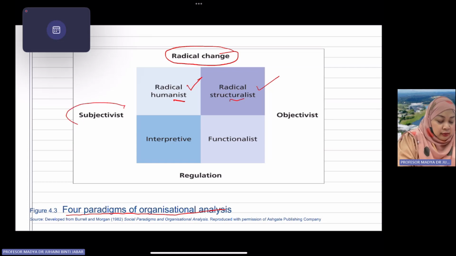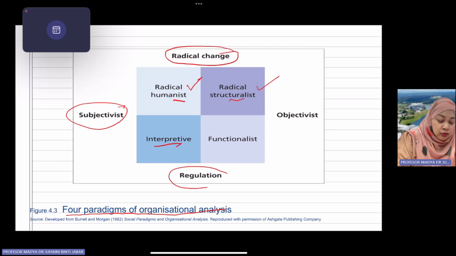If you are more of a subjectivist person, you look into the human side, but more interpretive. Interpretive means that it's more based on your assumptions, your beliefs, and also how you view the issues personally. So it is interpretive; how each person views different things will be different. So it will be subjective.